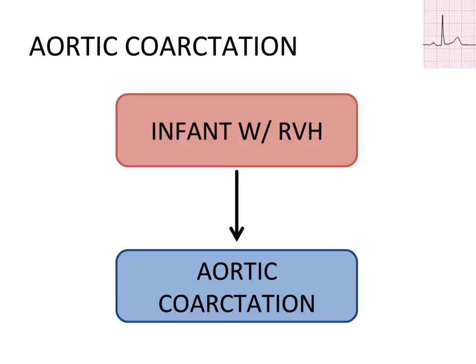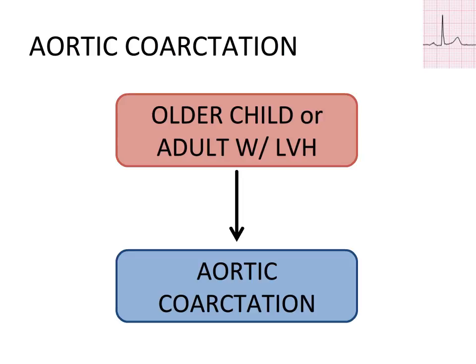Remember that in infants with aortic coarctation, they will have RVH on their EKG because the right ventricle is dominant in fetal life and shortly after birth. As children age, the left ventricle becomes dominant. Therefore, when aortic coarctation is diagnosed in children over 2 years old, or in adults, they typically have left ventricular hypertrophy on EKG.